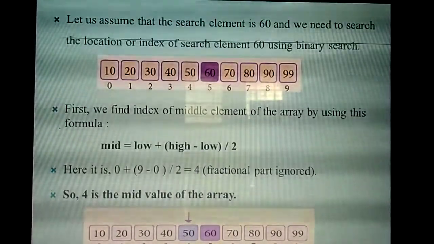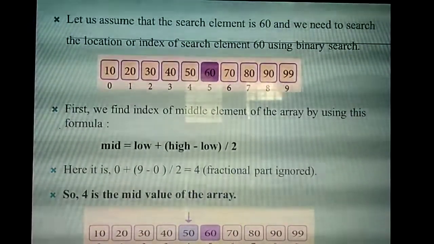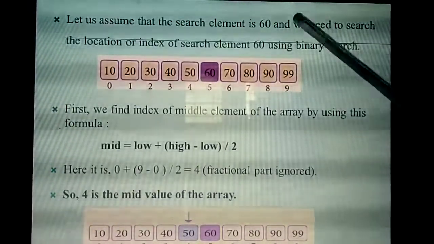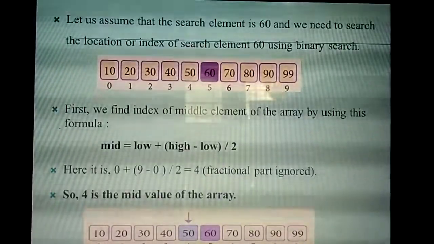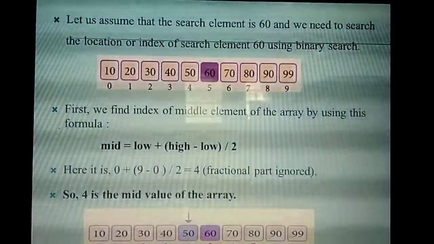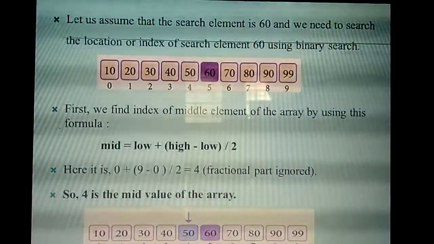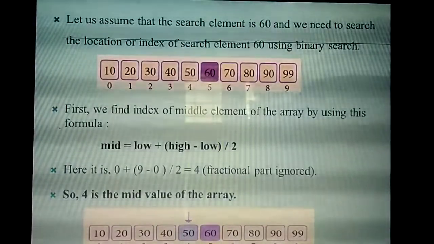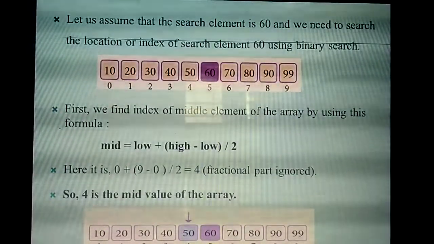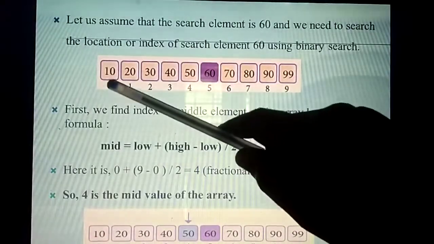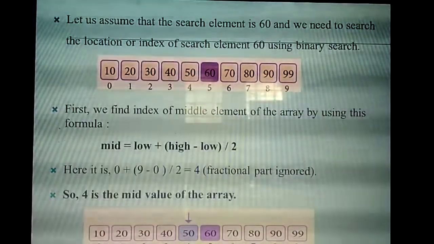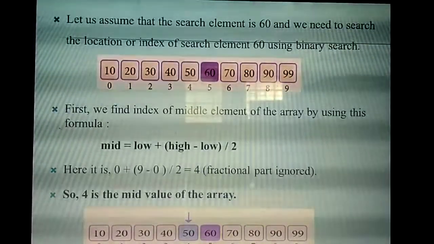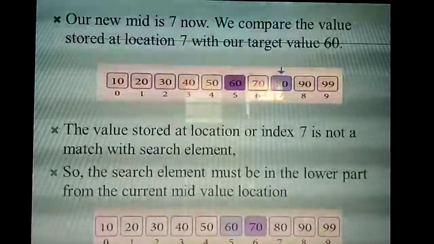So see this example. Listen carefully. Only if you understand this example can you write this algorithm. My search element is 60. Some elements I am storing. The same diagram and same example are given in your textbook also. So I have stored some elements in an array. How many elements? 10 elements. Index always starts from 0: 0, 1, 2, 3 up to 9. I am going to set my target value to 60. What's my target value? 60.